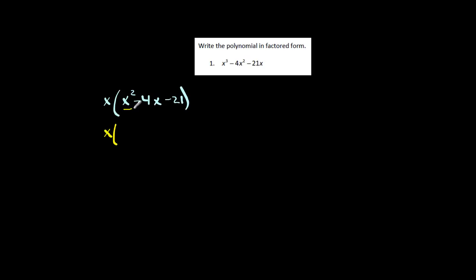We can now factor this trinomial. We have x and x. We need two numbers multiplied to give you negative 21, but add to give you negative 4. That would be a minus 7 and a positive 3. And it's completely factored.